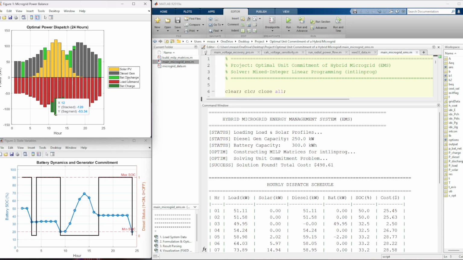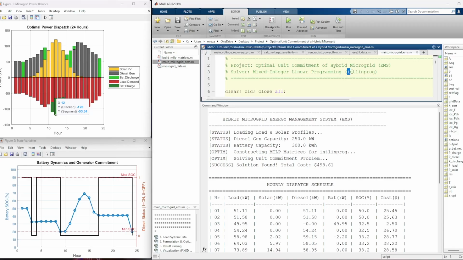So the challenge here is how we can schedule all our resources for 24 hours for the minimum cost. So when to turn on the diesel generators and when to charge and discharge the batteries. That's the complex setup we have to solve in this project, and we are utilizing mixed integer linear programming. We may use PSO, genetic algorithms, or any other optimization algorithm, but for simplicity in this project this is utilized, and this is the MATLAB built-in function.